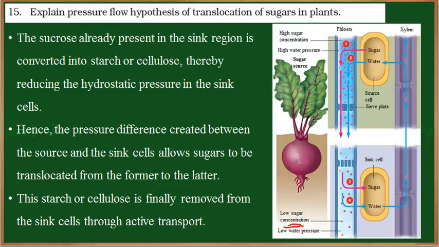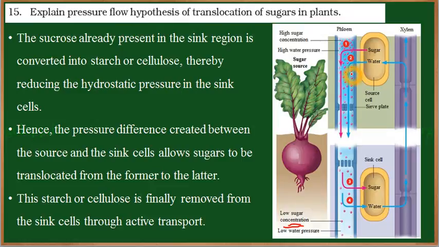Now this water again enters back into the xylem. So this reduces the hydrostatic pressure, and as a result the water moves back into the xylem. Now this water will be again transported to the leaves and it will be used for various other purposes. So this theory is called the pressure flow hypothesis.